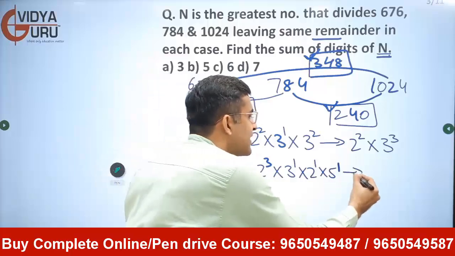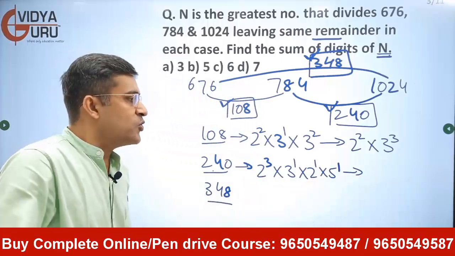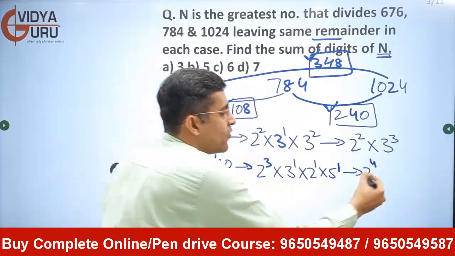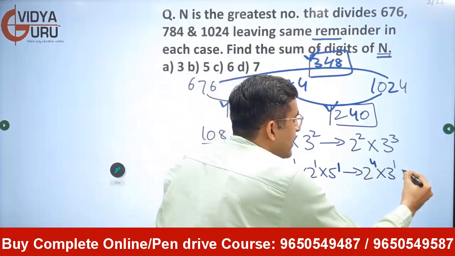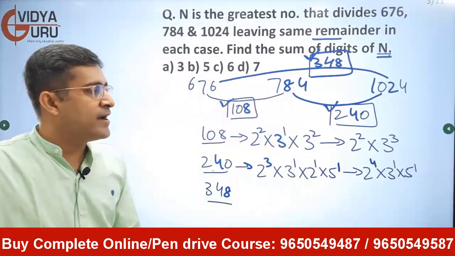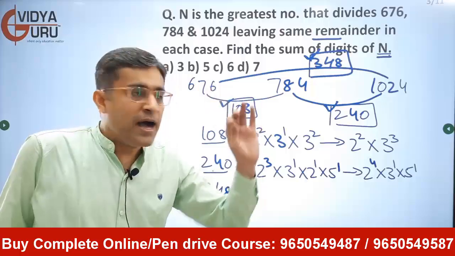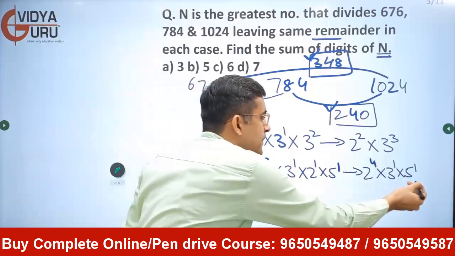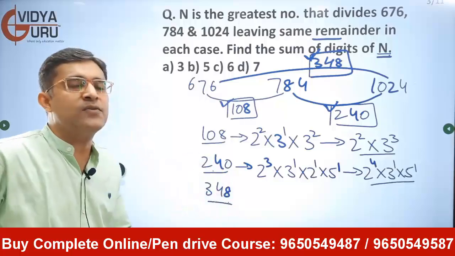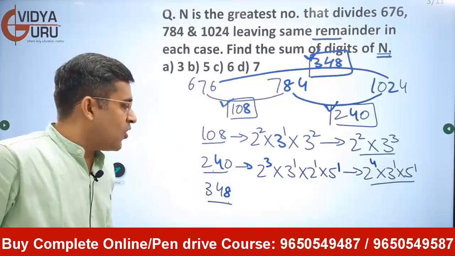Sure. Now let's aggregate the powers. How many 2's do we have? 2 raised to power 4. 2 raised to power 4 into 3 raised to power 1 into 5 raised to power 1. Yes or no? Look at it. So I have arrived at the prime factors. The same has to be done with 348 also.